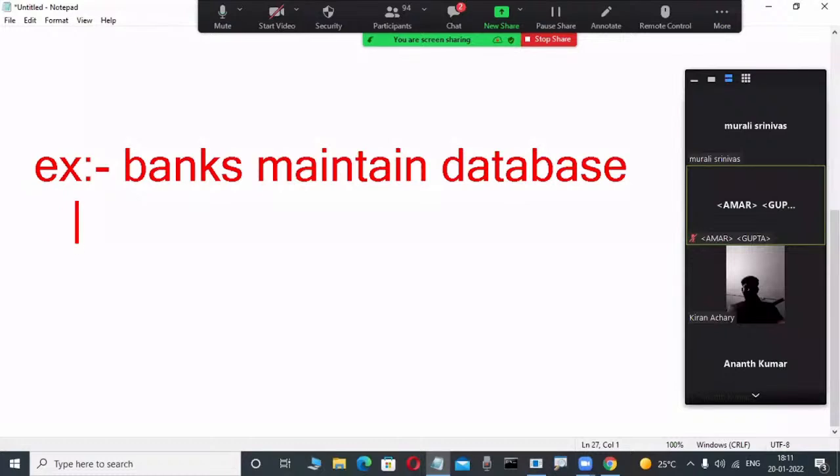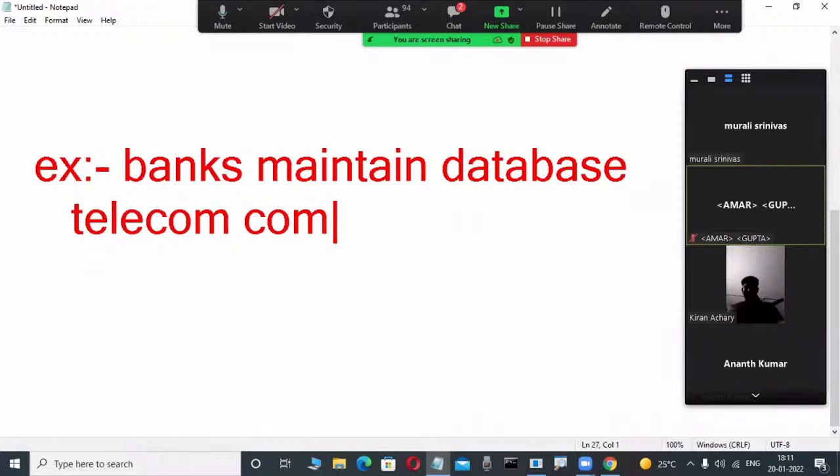Suppose telecom companies. So many examples are there, I'm just telling roughly so it is easily understandable. Telecom companies maintain databases. Suppose you make a call to your friend. Those call details will be stored in a database.